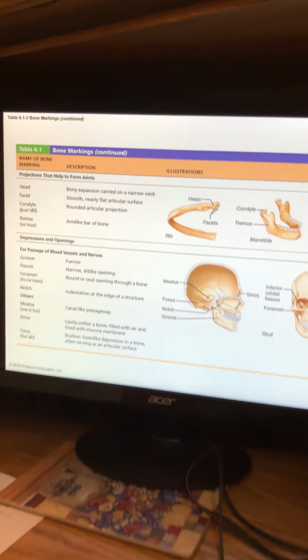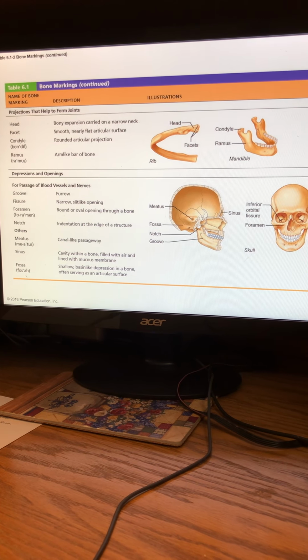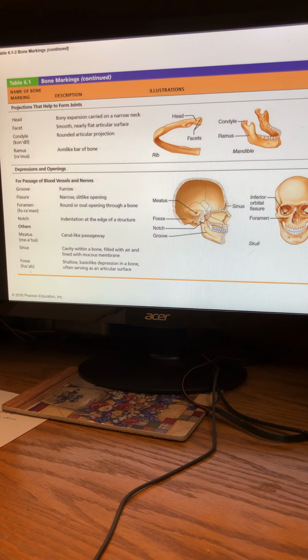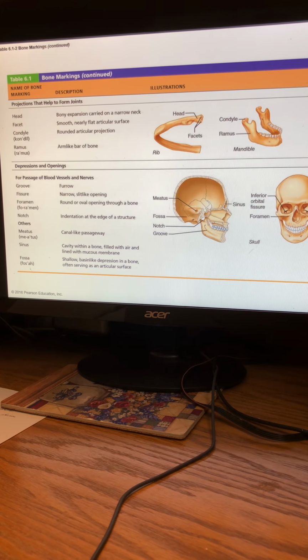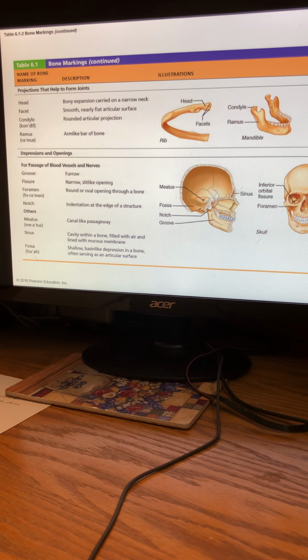So basically, these are all the bone markings and the bone definitions of the bumps on the bones or the indentations in a bone that will set the stage for everything that we're going to do for the rest of the axial skeleton and the appendicular skeleton.